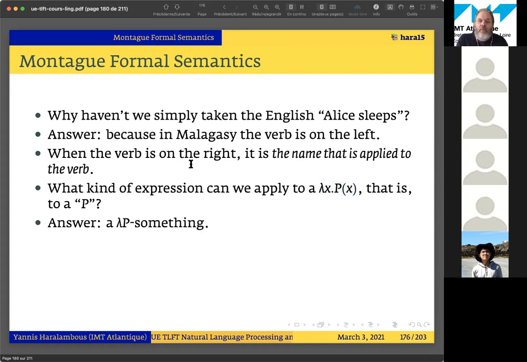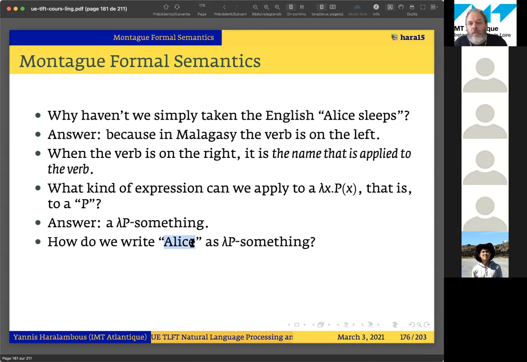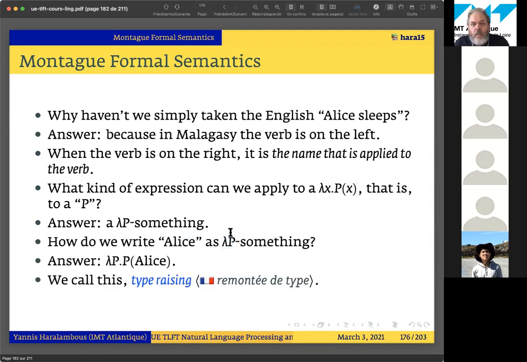So what can I apply to a predicate? In lambda calculus, it will be lambda predicate. How can I write Alice as a lambda predicate something? The solution is to write lambda p Alice. And this is called type raising. It's a trick. Well, it's a very useful trick.